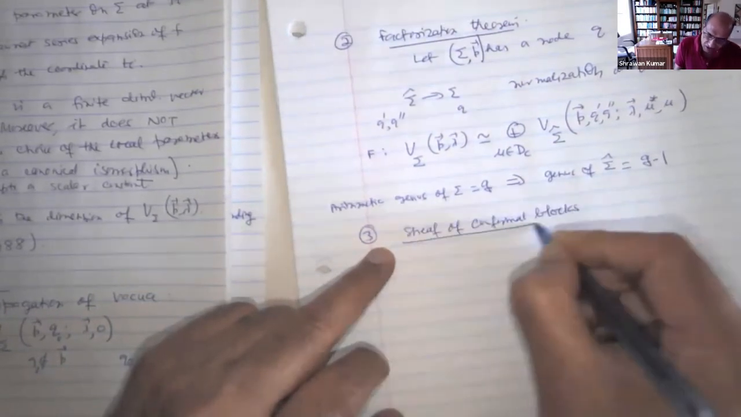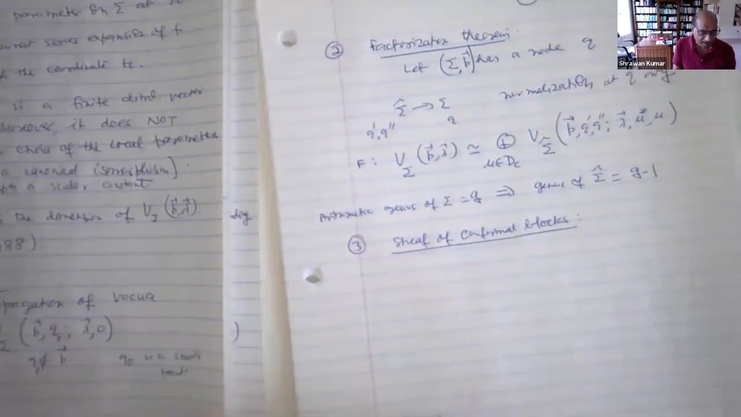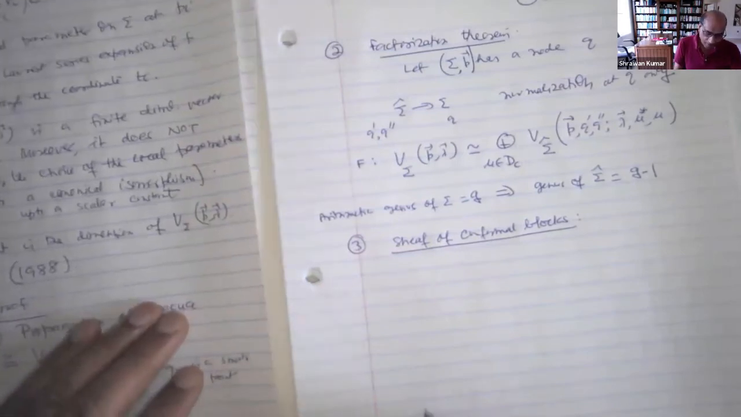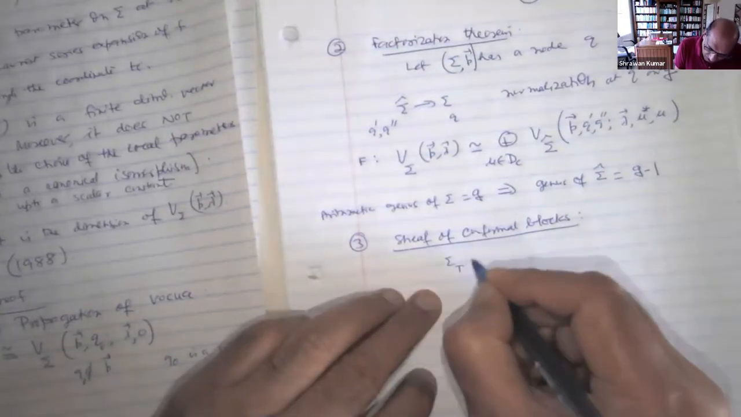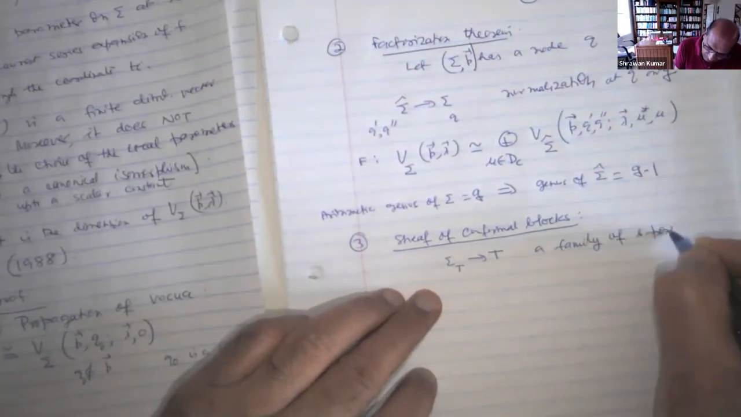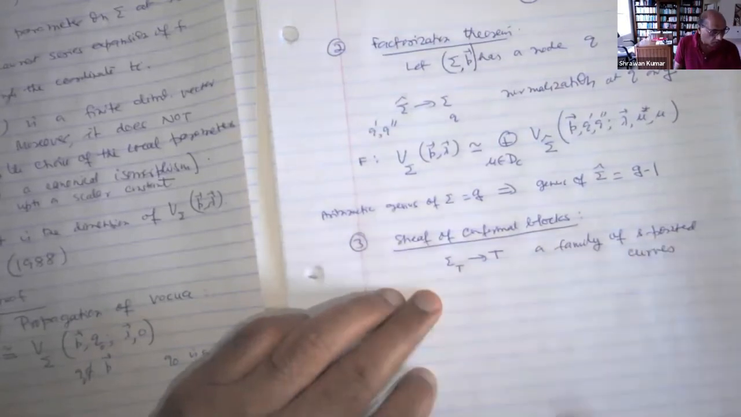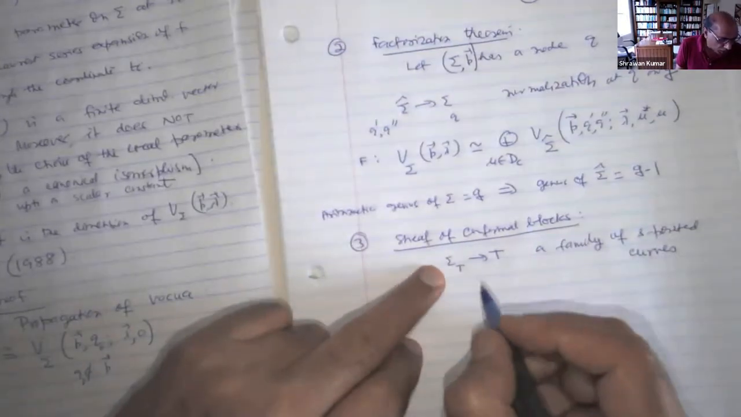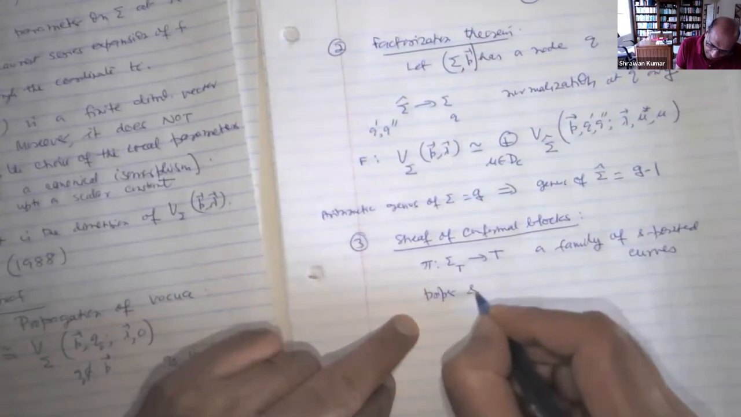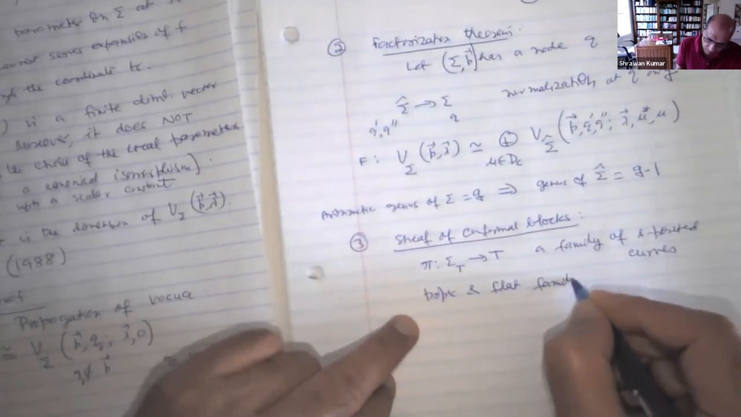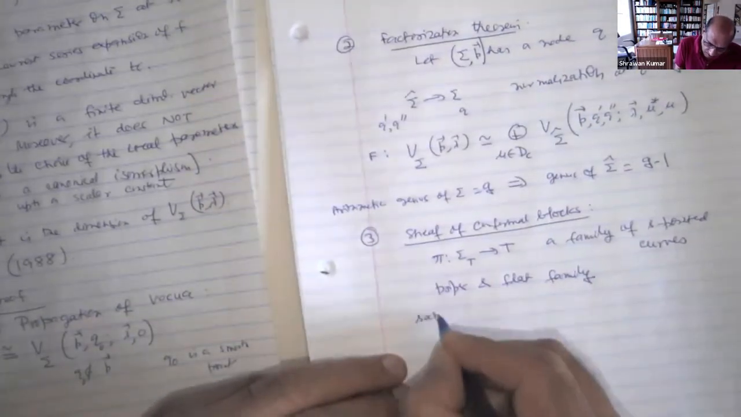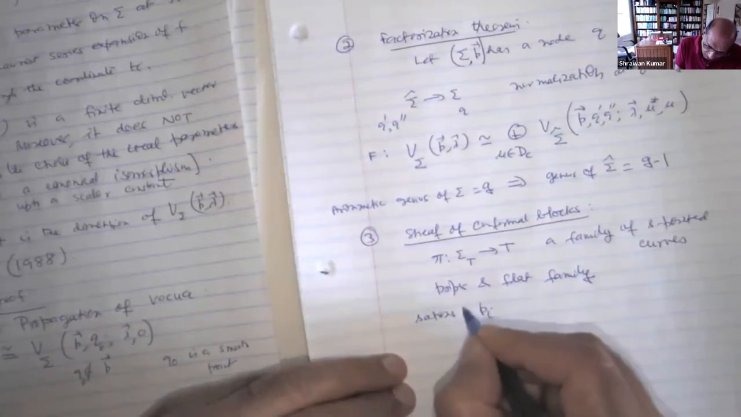Now we take the sheaf of conformal blocks. I defined the conformal block for a particular S-pointed curve, one specific. Now let's take a family. So let's take sigma to T, a family of S-pointed curves. A family means it should be a proper and flat family. And S-pointed curves means sections P_i. I'm still going to call it P.